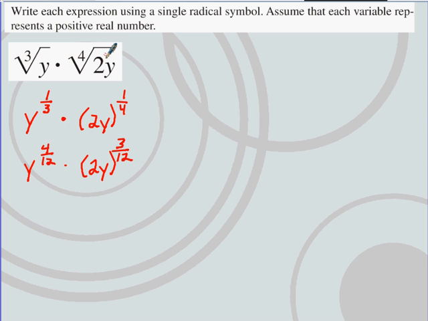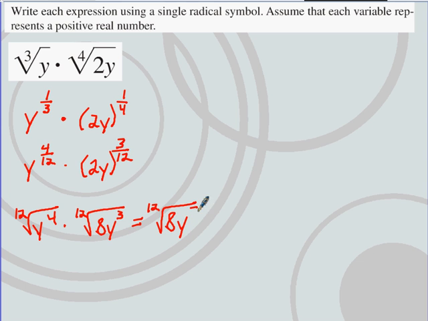So now let's change them back into radical form. Now we can multiply them. That's going to be the 12th root of y to the 4th times the 12th root, and be careful here, you're raising this to the third power. When you raise that to the third power, make sure you raise each of them to the third power. 2 to the third, y to the third, that'd be 8y to the third, which would be the 12th root. We can multiply them now because you're taking the same root, the 12th root of 8y to the 7.